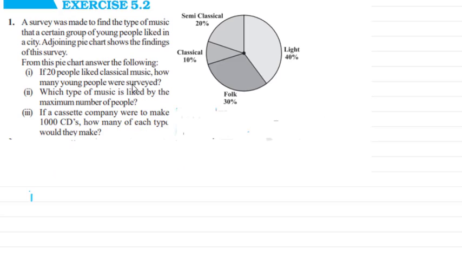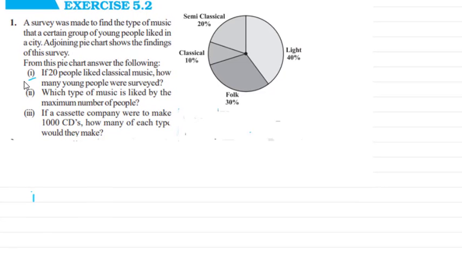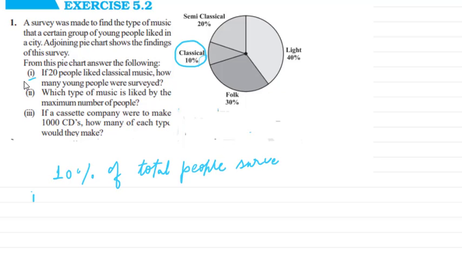In the first part, classical music is liked by 20 people, and the percentage of people liking classical is 10%. So 10% of the total people surveyed will be equal to how much? It will be equal to this 20 that is given.